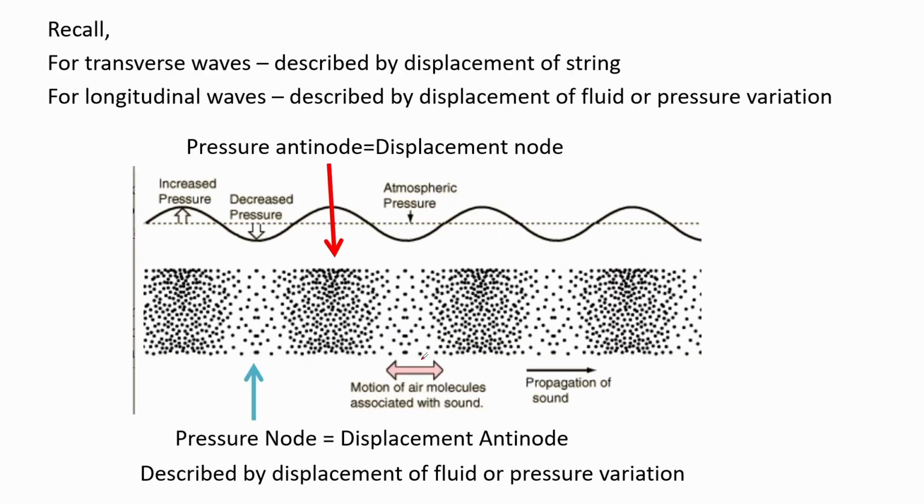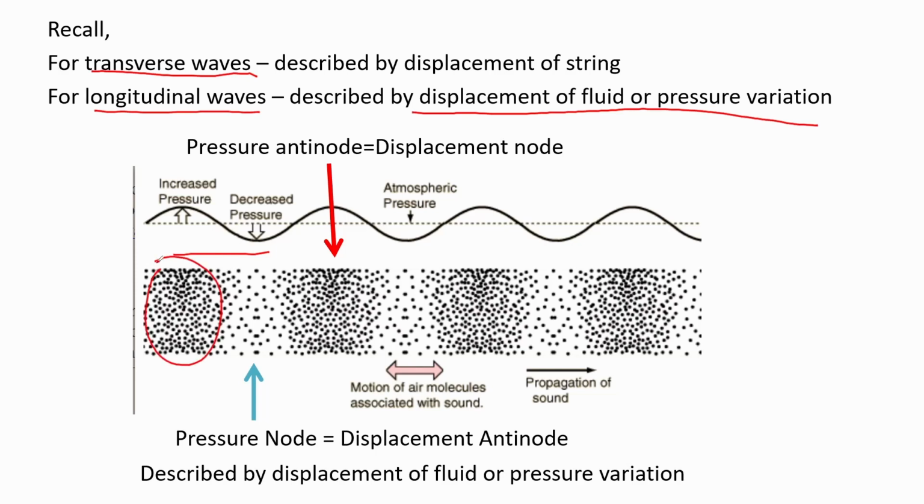We recall in the previous module the difference between transverse and longitudinal waves: the transverse wave is described by the displacement of a string. For longitudinal waves, it is described by the displacement of a fluid, and in this case it is the air molecules. This causes variation in pressure. Here we see the changes in pressure when particles are close or far apart.